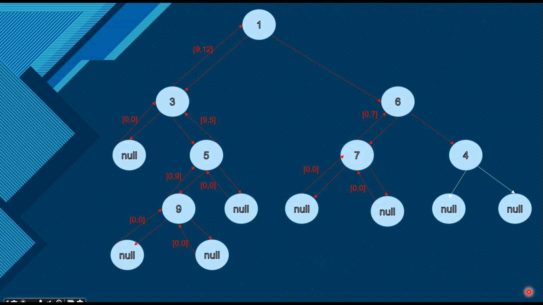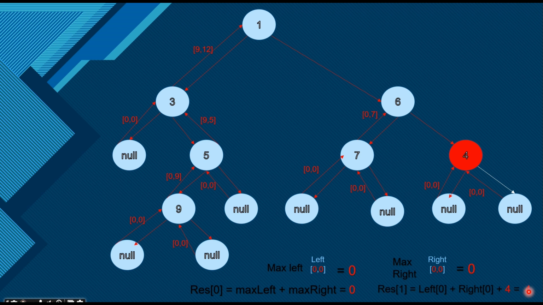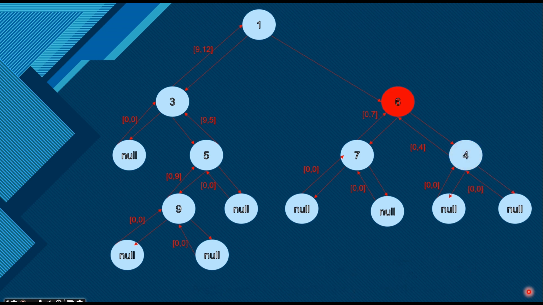Now we will go on the right side of 6, that is 4. So 4 is a leaf node. As the left child is null, we'll return 0 comma 0, and the right child is null, we'll return 0 comma 0. We'll again perform the same operation and will return 0 comma 4 from 4. And at 6 we will again do the same.